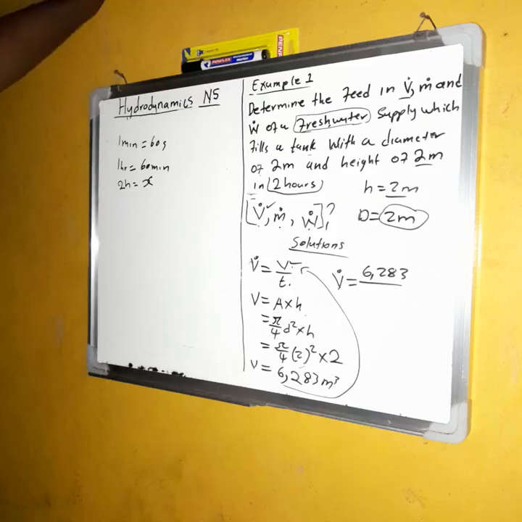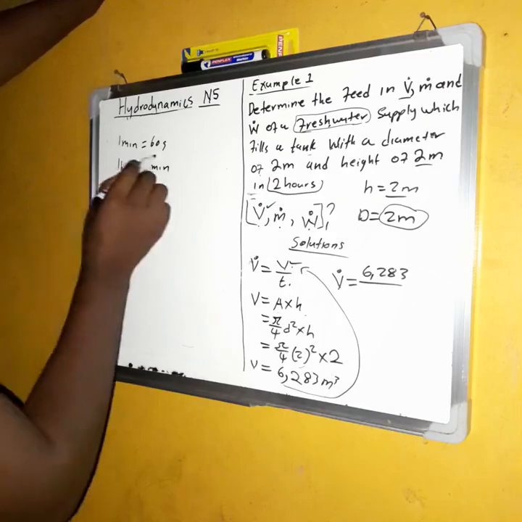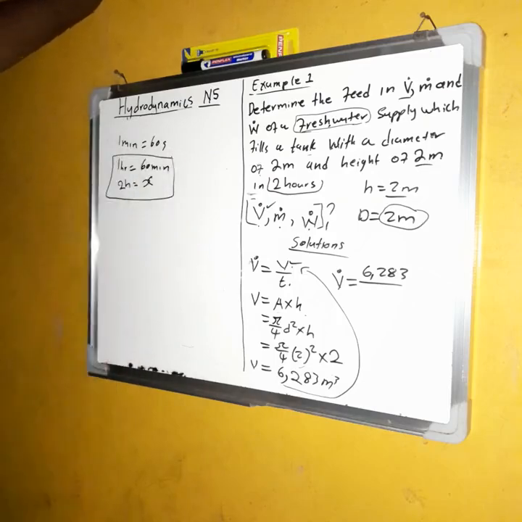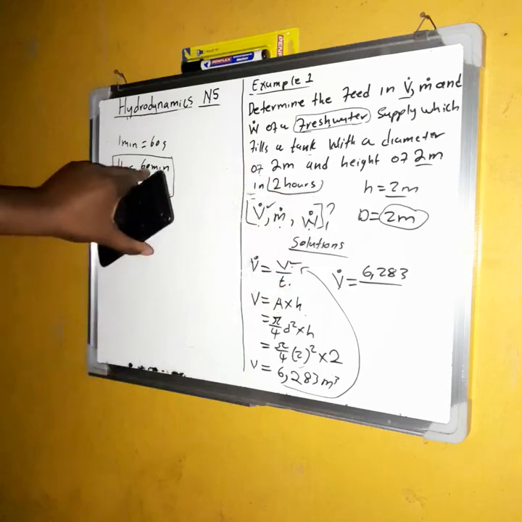So what about minutes? Let's focus here. Use the proportion. If you have 4 hours, you can use the proportion. 1 hour is equal to 60 minutes. But as they've given us 2 hours, we don't know the minutes.